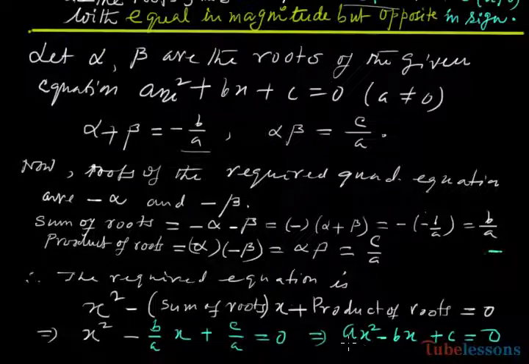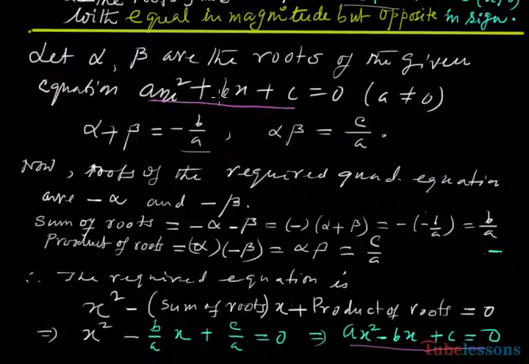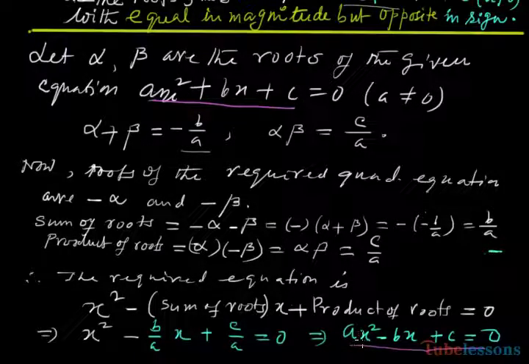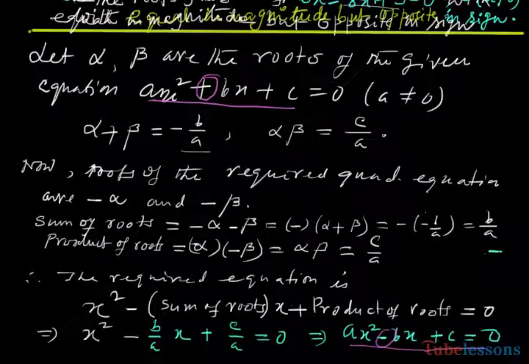So now if you observe, what is the change here? In the given equation ax square plus bx plus c equals to 0, and we got here ax square minus bx plus c is equal to 0. So the change is in the coefficient of x. Here it is plus b and here it is minus. Now let us see an example.